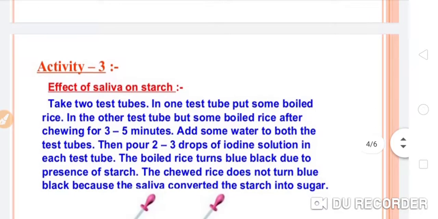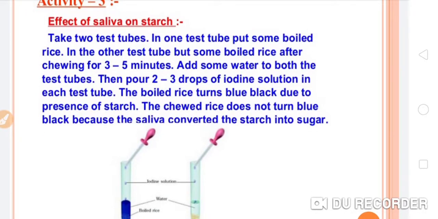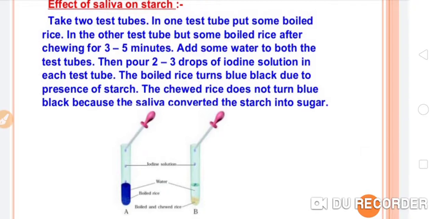Now come to the third activity. In this activity we have to discuss what will be the effect of saliva on the starch. So let's start. Take 2 test tubes. In one test tube, put some boiled rice. In the other test tube, put some boiled rice after chewing for 3 to 5 minutes. Add some water to both the test tubes. Then pour 2 to 3 drops of iodine solution.